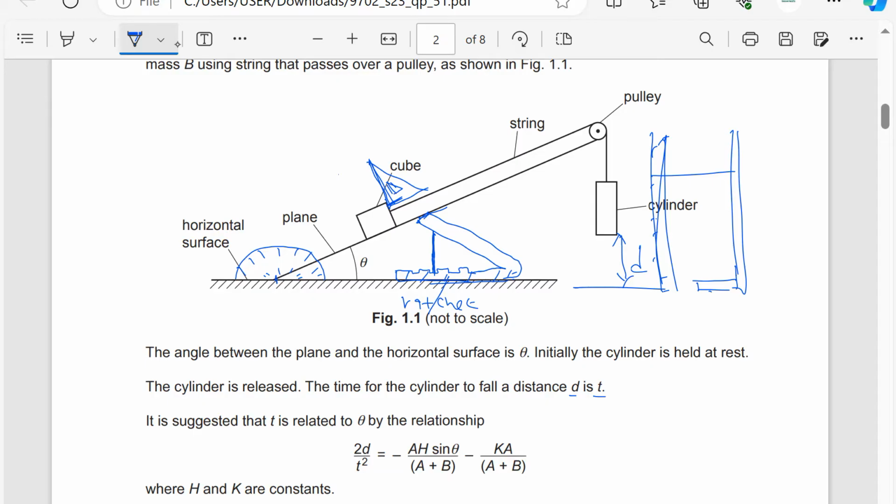Then to measure t, you have two options. You can measure t using a stopwatch, or you could use light gates with a timer, but I'll use a stopwatch. I'll just talk about light gates. Using light gates which have a timer, or you can use a video camera with a timer in view so that you record the fall of this cylinder in order to determine the time.